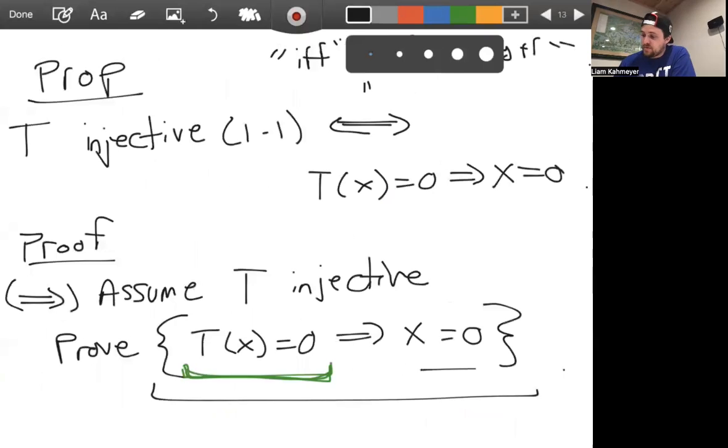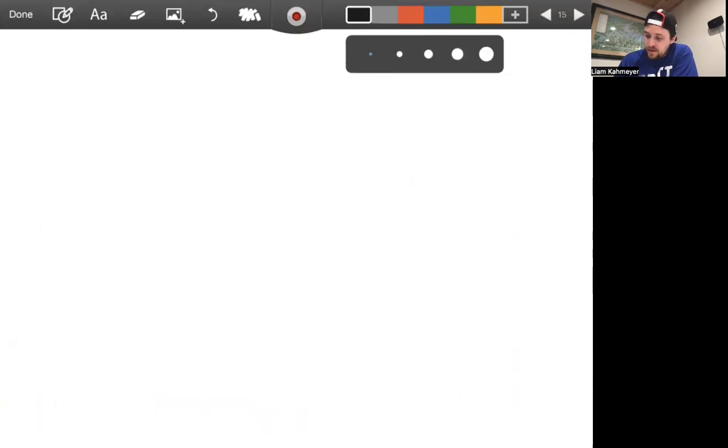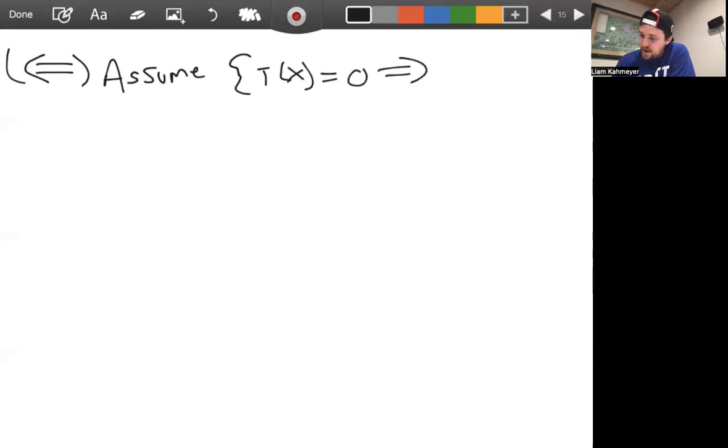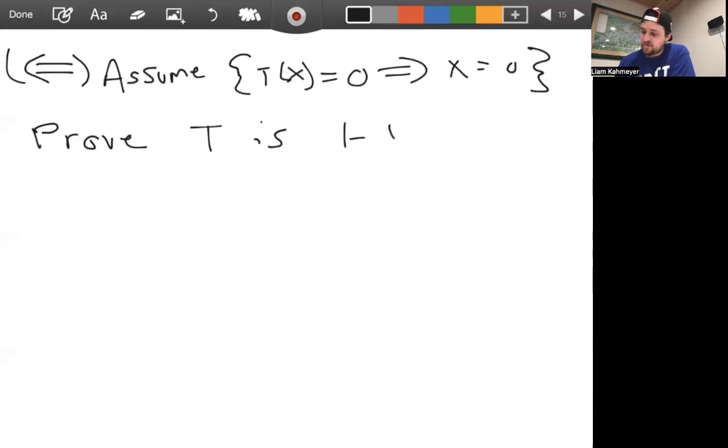And now we need to prove the other direction, right? Now we need to prove that, let's start with the assumption. We now can assume that t of x equals 0 implies x equals 0. We can assume this, and we want to prove that t is 1-to-1, or t is injective.